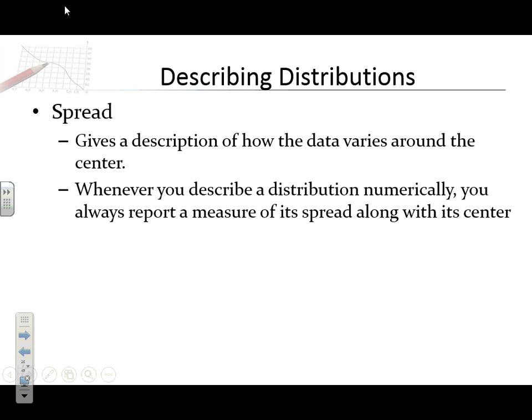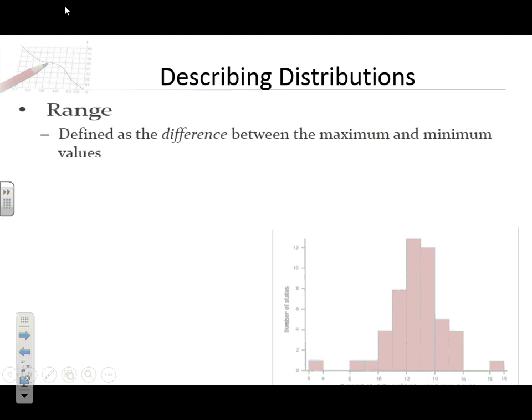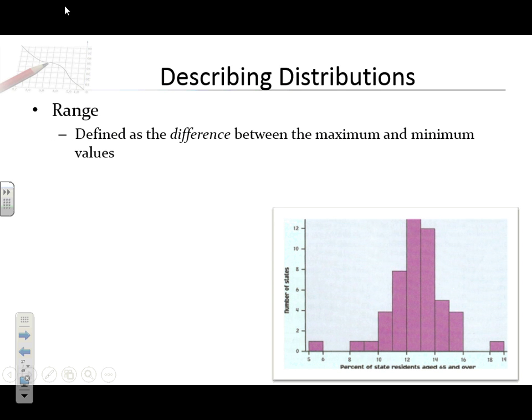And we'll talk about when we choose median, we choose a very specific measure of spread. When we choose mean as our center, we will choose a very specific measure of spread. They have to go together every time. So, one measure of spread is called the range. The range is the difference between the maximum value in your set and the minimum value.